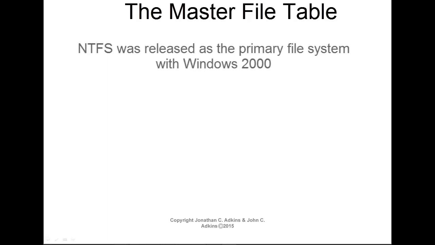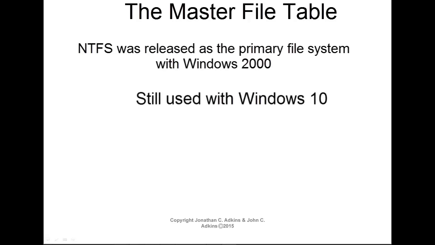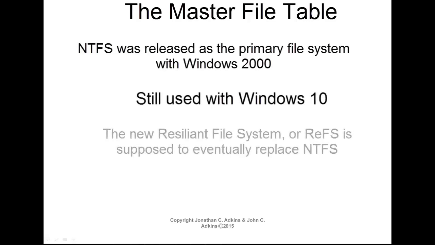The successor of FAT32, NTFS, became the primary file system with the release of Windows 2000 and is still used with Windows 10. The new Resilient File System, or ReFS, is supposed to eventually replace NTFS. But until that time comes, NTFS is still the primary Windows file system that is used.